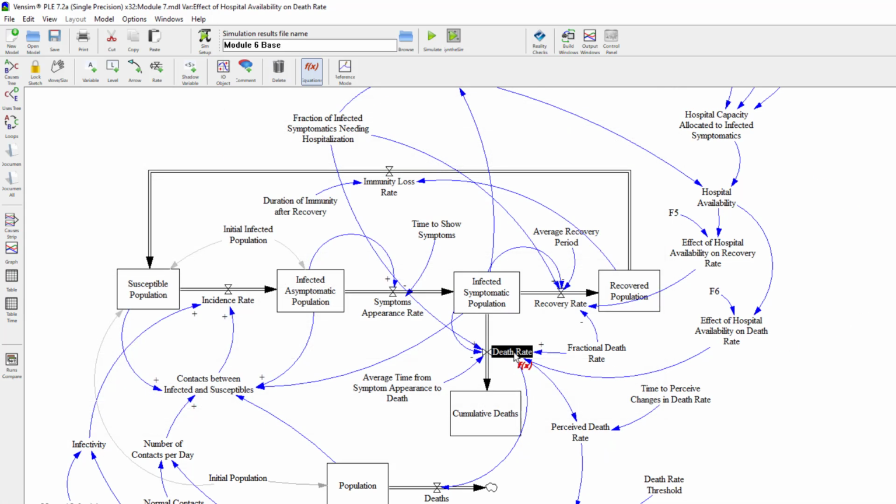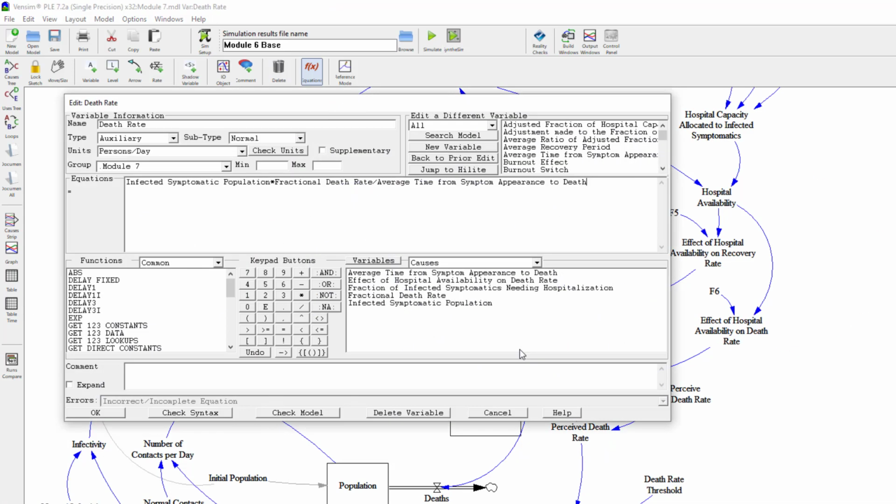Okay. And then the very last step, the death rate. Again, we have to divide this into 2 groups. So it's going to be infected symptomatic population multiplied by fractional death rate multiplied by fraction of infected symptomatic needing hospitalization. And those are the group that's going to be affected by hospital availability. So that's one group. So we can put them together.